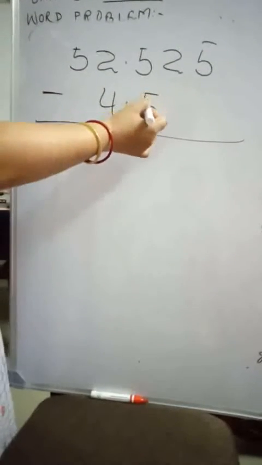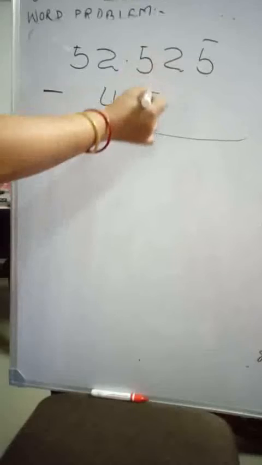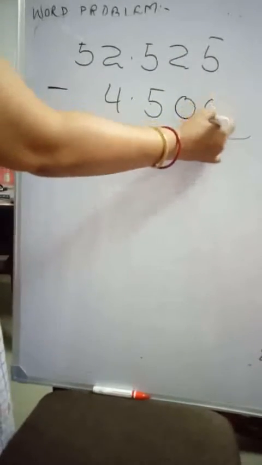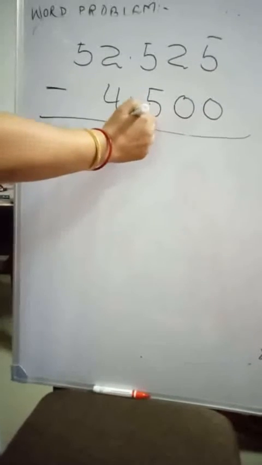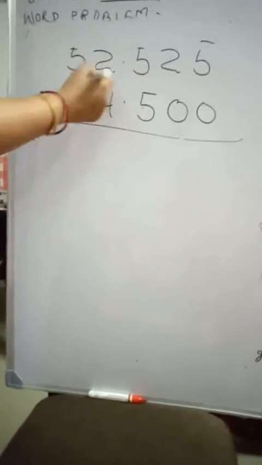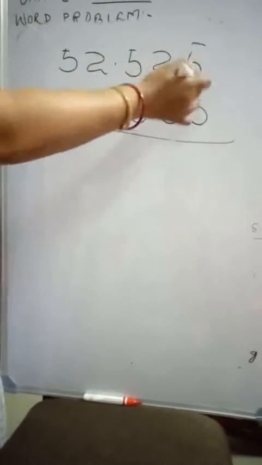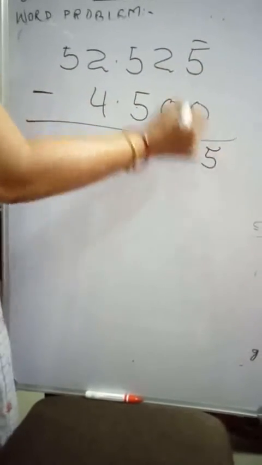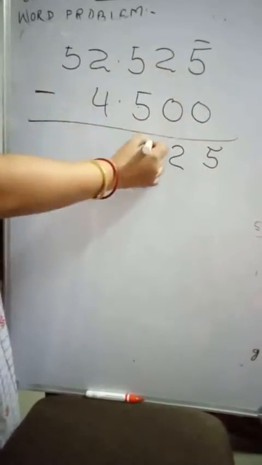Now let us start. After 5, we have to convert them into like decimals. So we will insert 0 to the right side of this decimal number. So now these two are like decimals. Now let us do subtraction. 5 minus 0, 5; 2 minus 0, 2; 5 minus 5, 0.